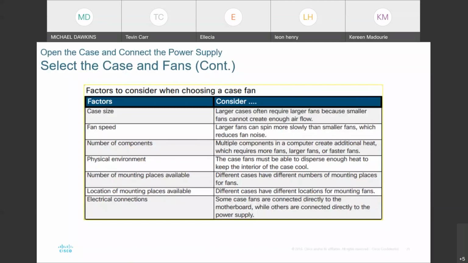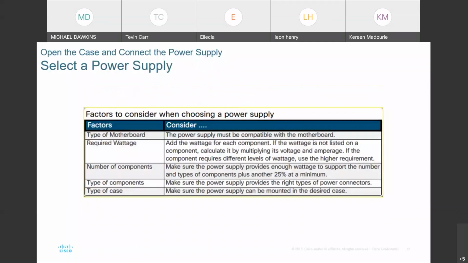Factors to consider when choosing a power supply. You have to think about the type of motherboard. You have different power supply connectors, and the motherboard can accept this particular connector, but it doesn't accept that connector; it is not compatible and can't fit onto it. And that has to do with the different form factors.